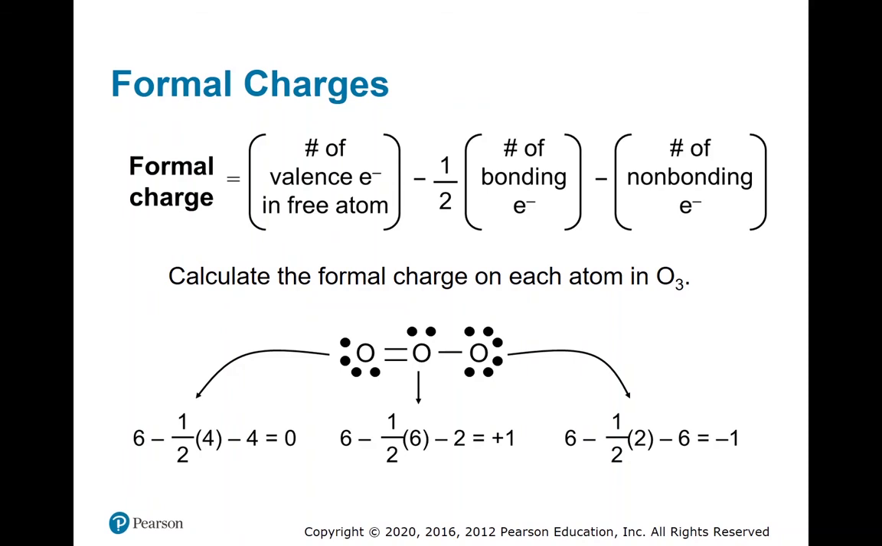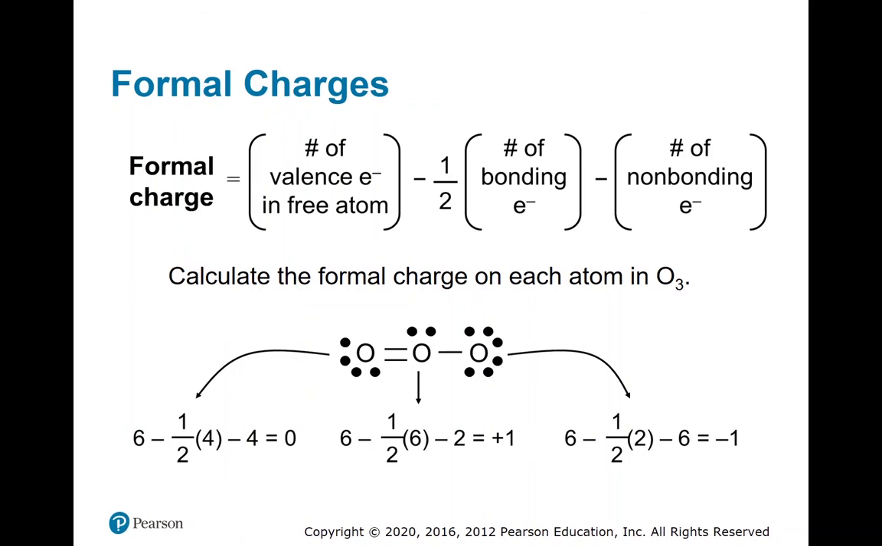It turns out that if we apply this formula, we're actually going to end up with a number that we can assign to each atom in a Lewis structure. And the value, specifically the interpretation of that value, can tell us how good of a job any Lewis structure does of representing that given Lewis structure.